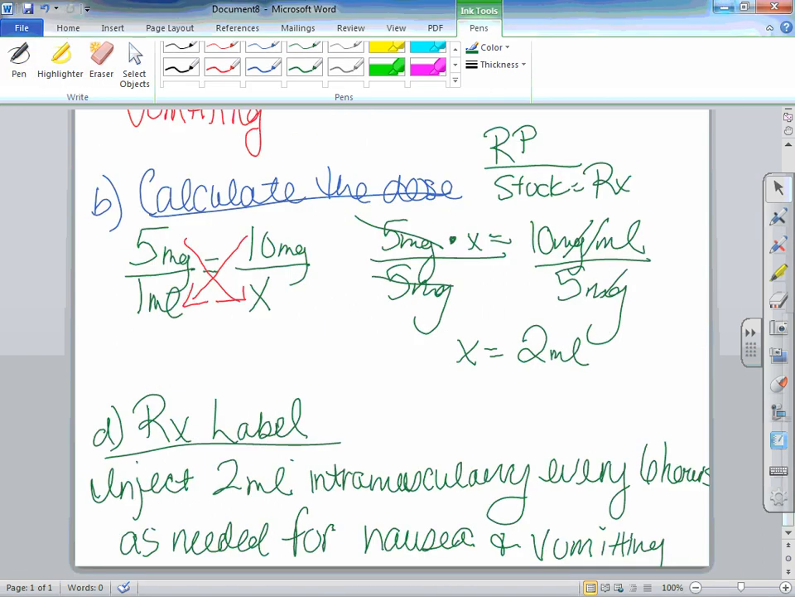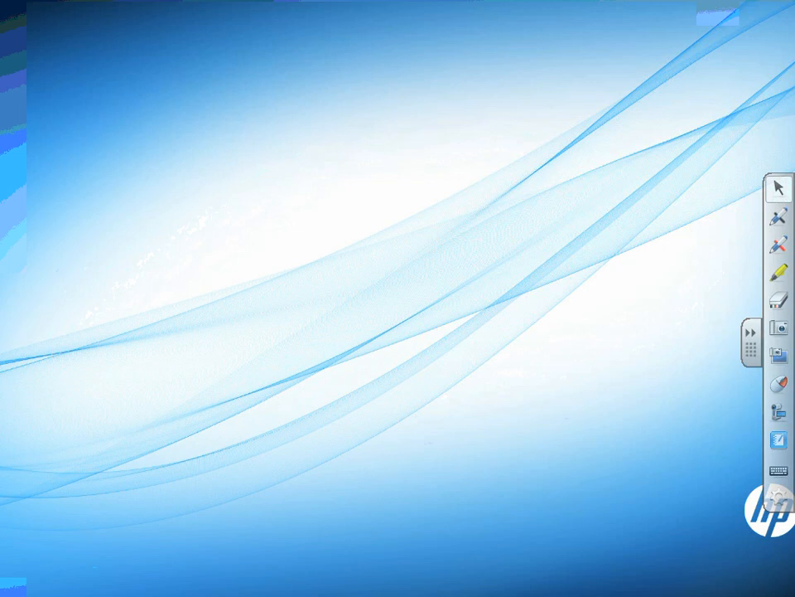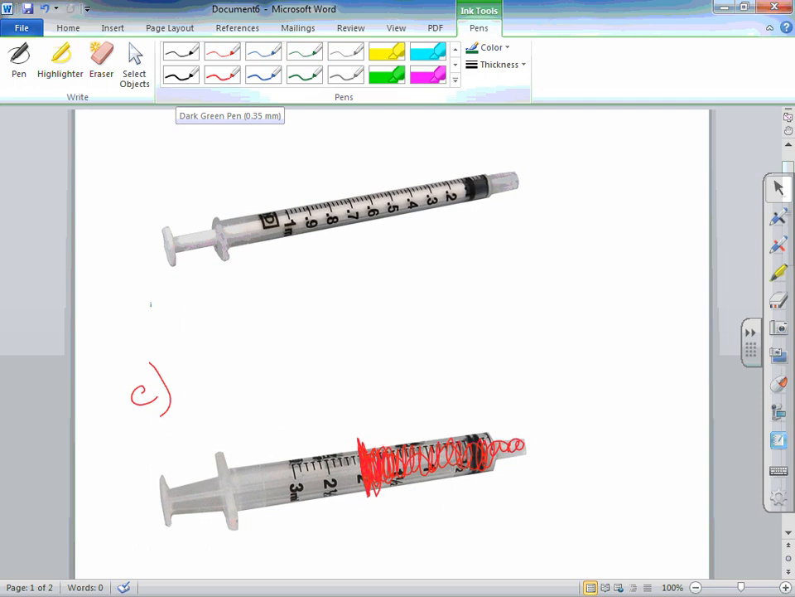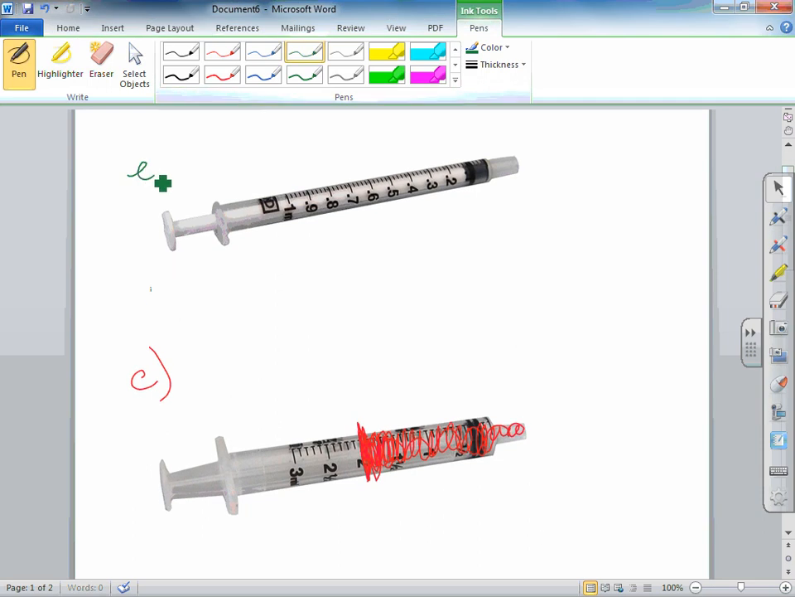Well, then the next question is, choose the syringe and show the correct volume. So let's call this E. All right. So are you going to use a 1 milliliter or a 3 milliliter syringe? The dose is 0.75 milliliters. That means you need to use the 1 milliliter syringe.